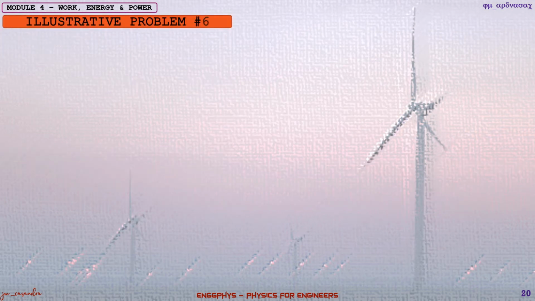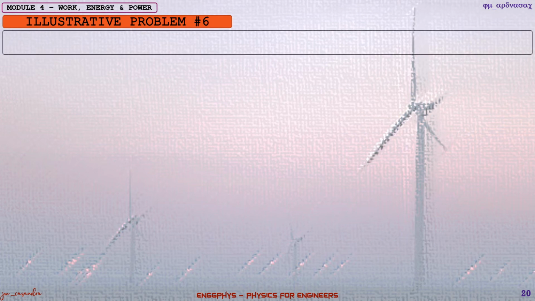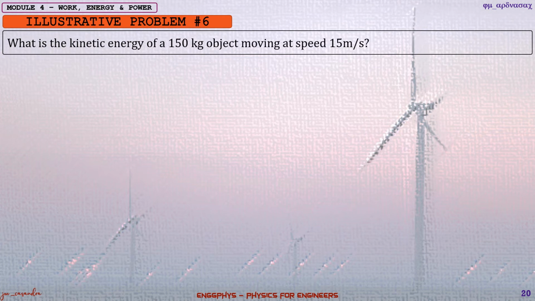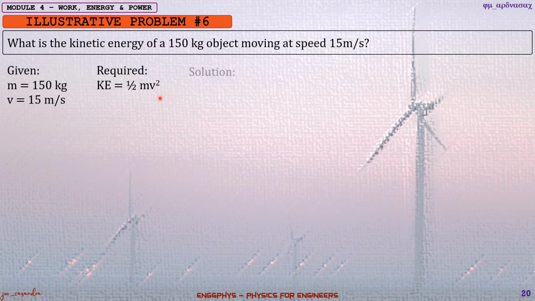So next example, we have number 6. What is now the kinetic energy of a 150 kilogram object moving at a speed of 15 meters per second? In this problem, we are given the mass of the object, 150 kilograms, the speed at 15 meters per second. We are asked for the kinetic energy, and we know that kinetic energy is equal to 1/2 mv squared.